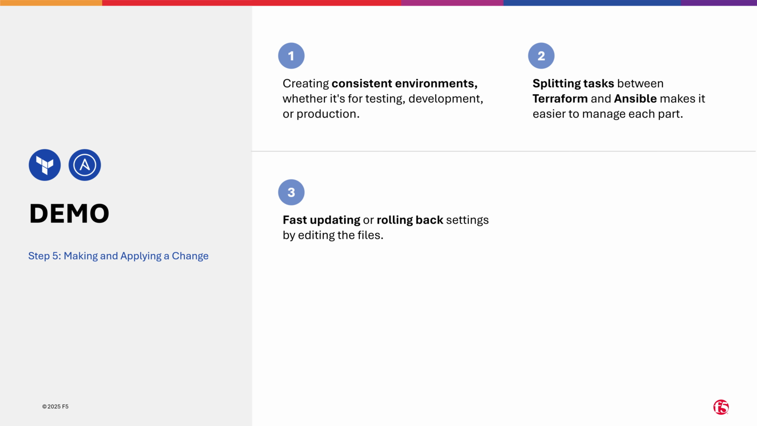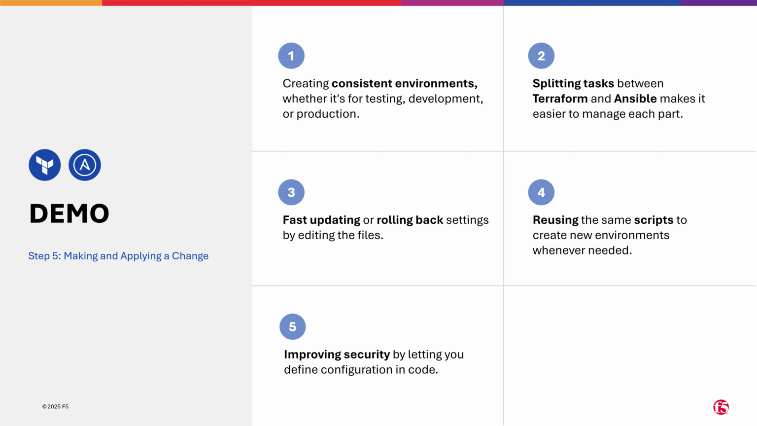Terraform keeps a state file with all changes, so it always knows what to add or update. Ansible only makes changes if something is missing or different. You can quickly update or roll back settings by editing the files. You can also reuse the same scripts to create new environments whenever needed. Automation also improves security by letting you define configuration in code, so there are fewer chances for manual errors. It makes all changes visible and trackable, so you can see who changed what and when. Overall, this makes your automation predictable, secure, and easier to maintain over time.